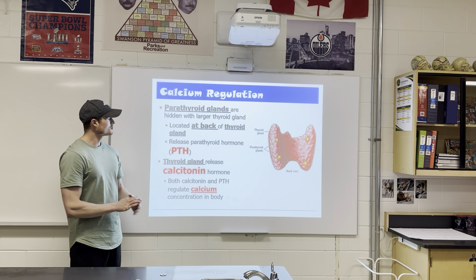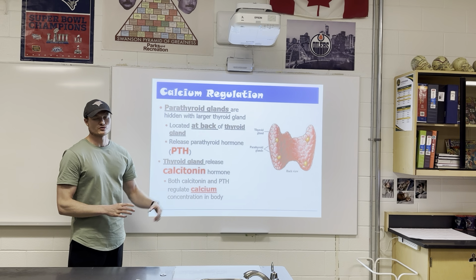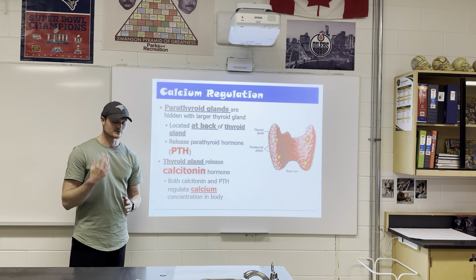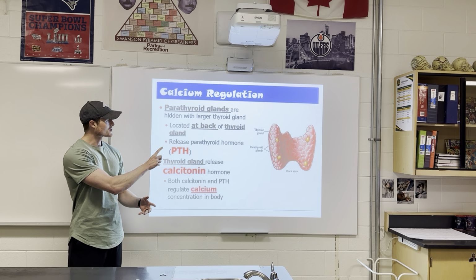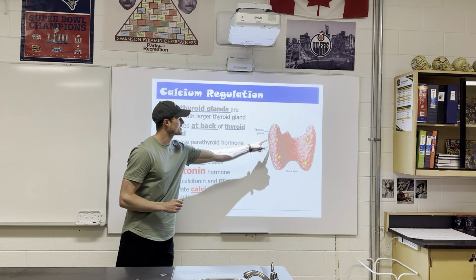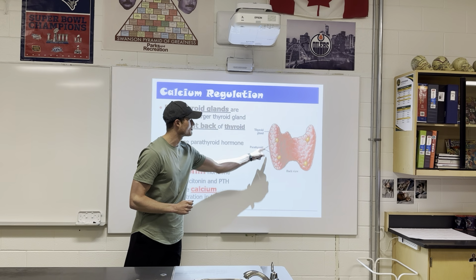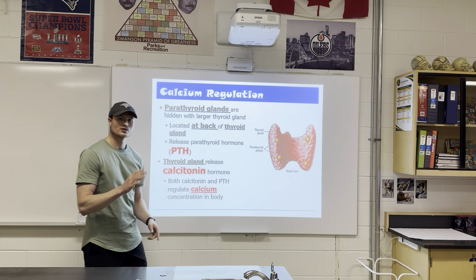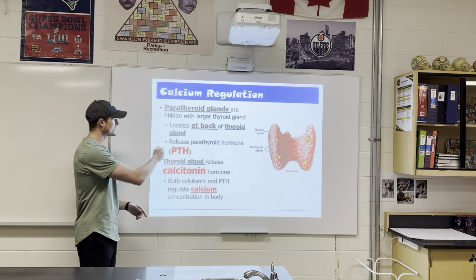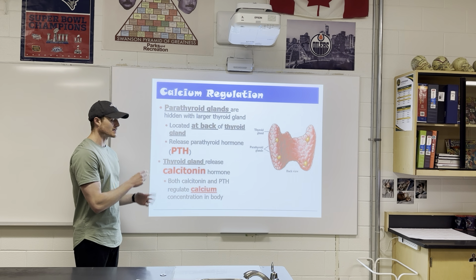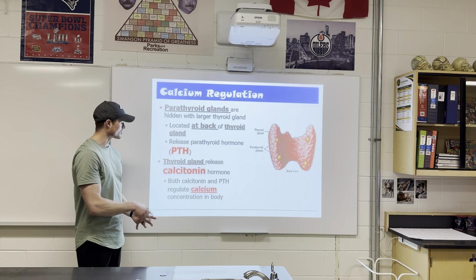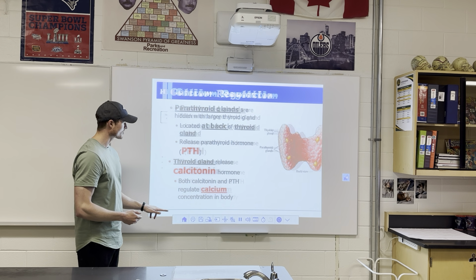So if you look at your thyroid gland, remember the thyroid gland produces metabolism hormones like thyroxine. At the very back of the thyroid gland, there are tiny glands embedded into it called the parathyroid glands, and they're going to release the hormone PTH, which stands for the parathyroid hormone. The thyroid gland itself will also release the hormone calcitonin. So let's start with that one.